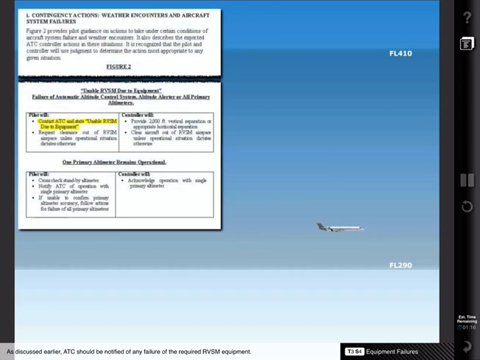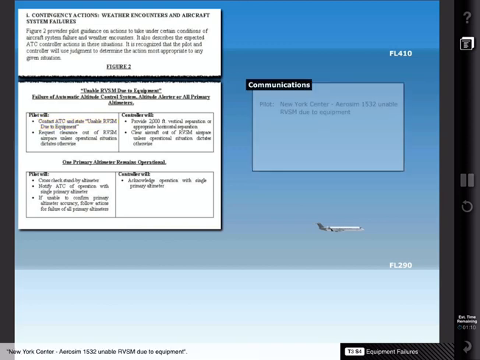As discussed earlier, ATC should be notified of any failure of the required RVSM equipment. "New York Center, Aerosim 1532, unable RVSM due to equipment." Air traffic control will then provide at least 2,000 feet of vertical separation and issue a clearance out of RVSM airspace as appropriate.